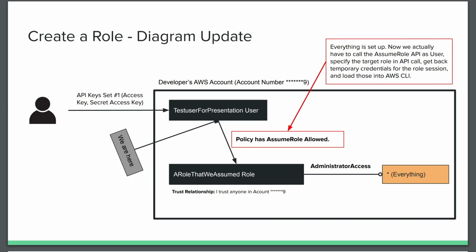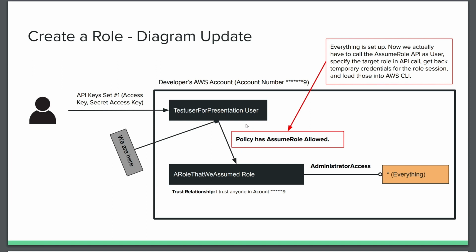So looking at this diagram again, we are here, right? This is essentially, the username's different and the role name is different, but we are here, right? We have a set of API keys and we can make API calls as a user. And we've also created a role and we've attached an administrator access policy to that role. So we have the user, we have the API keys, we have the role, and now we're basically going to try making the AssumeRole API call, which is this arrow that goes from user to role.